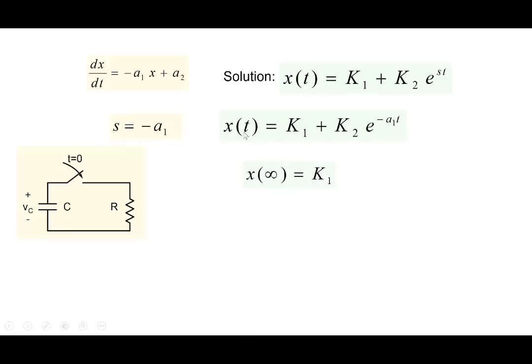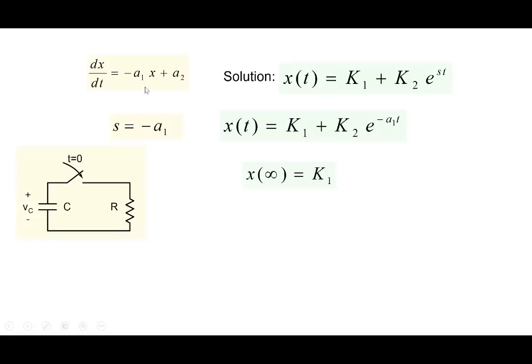And if we look at this equation and we let t go to infinity, then this particular term, of course, we are assuming a1 is greater than 0, a1 is positive. So this particular term will go to 0 here, and x at infinity equals k1. And note that we are solving this equation.